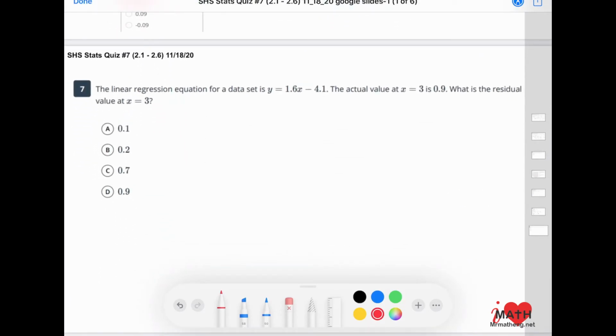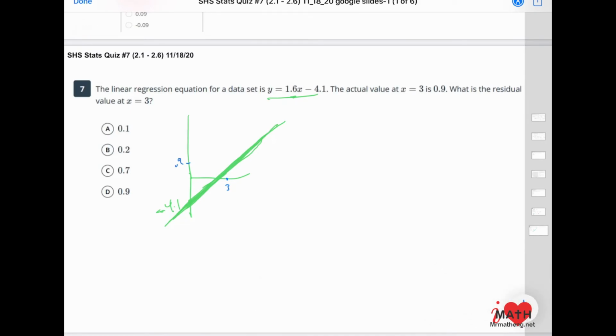Question number 7. The linear regression equation for a data set is y equals 1.6x minus 4.1. The actual value at x equals 3 is 0.9. What is the residual value at x equals 3? So, just to give you a super fast idea, negative 4.1 and has positive slope. So this is my regression line. But they're saying at x equals 3, maybe this is 3 and 0.9 is 0.9. So what is the residual? Is it going to be above or below? That's kind of the idea they're talking about here, okay?